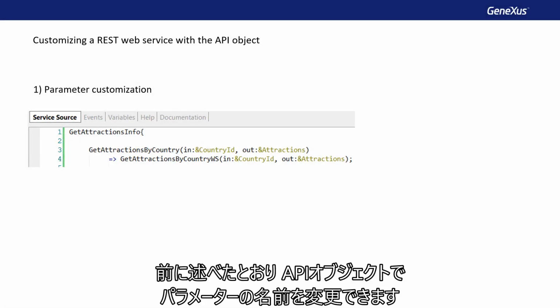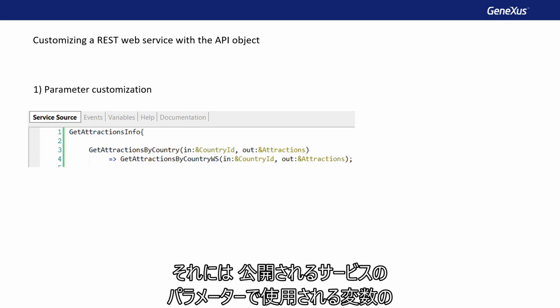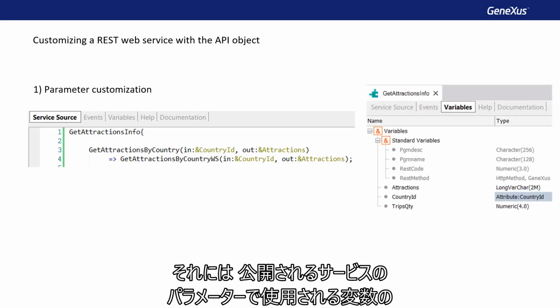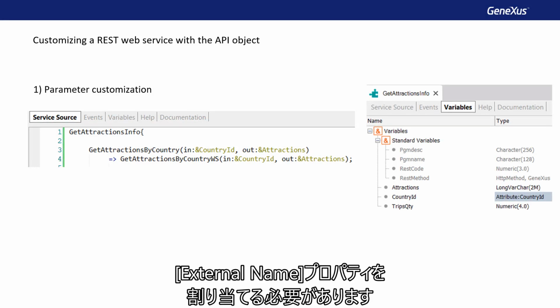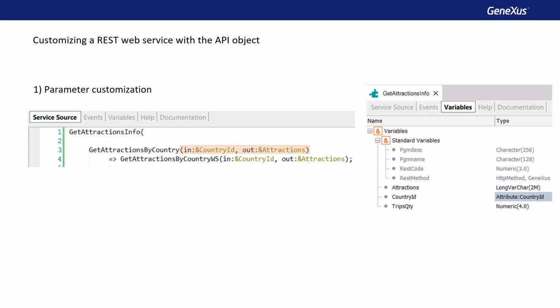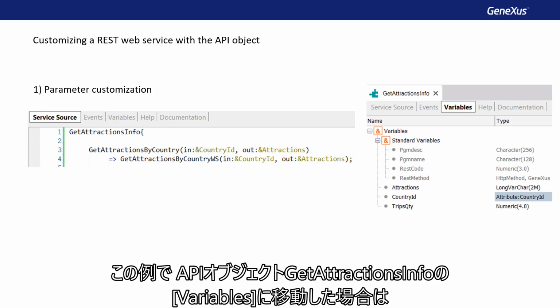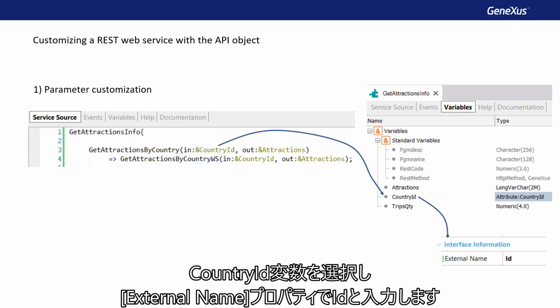As we said before, the API object allows us to change the name of a parameter. To do so, we must assign the external name property of the variables used in the parameters of the exposed service. In the example that we saw, if we go to the variables of the API object getAttractionsInfo, we select the country ID variable, and in the external name property, we write ID.